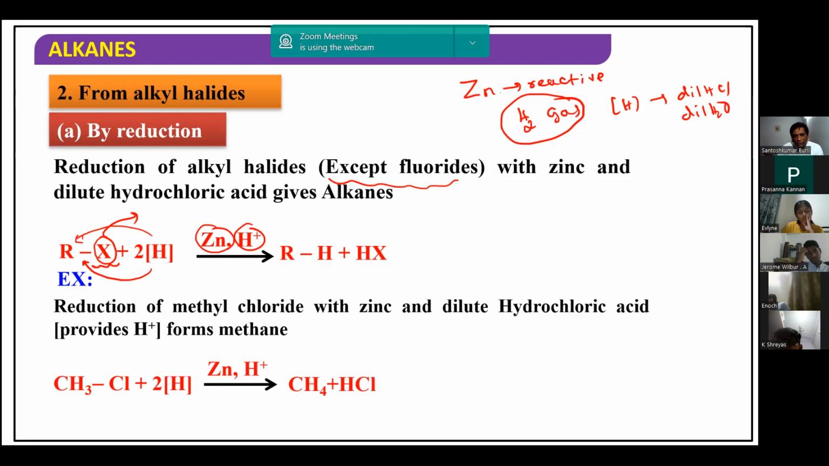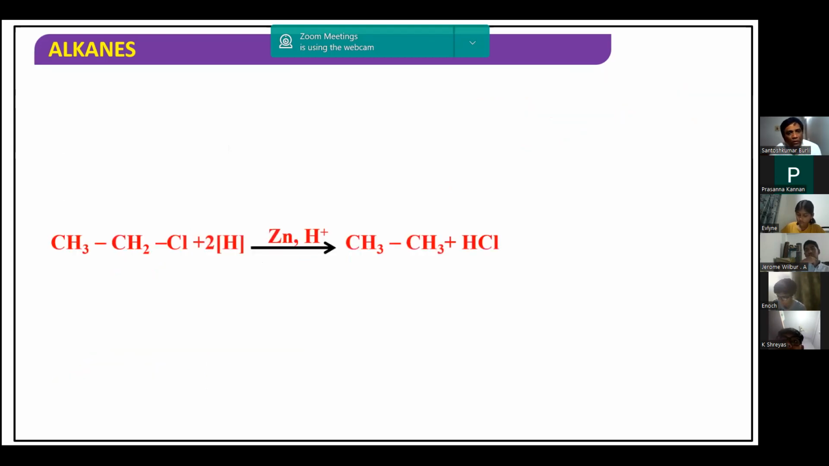So this is CH3Cl plus H, like that, one example I have, zinc and H+. We can take methane as the product over here, because one of the hydrogens is added over here. Now, another example I have, the product we are getting here is ethane. So ethyl chloride, zinc, H+, we can get ethane as an example.